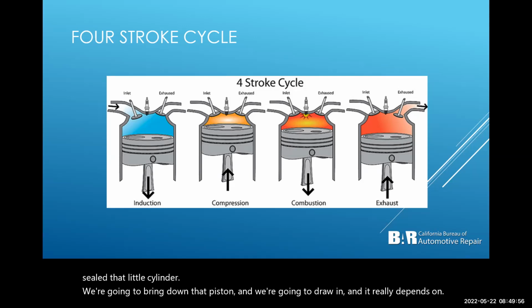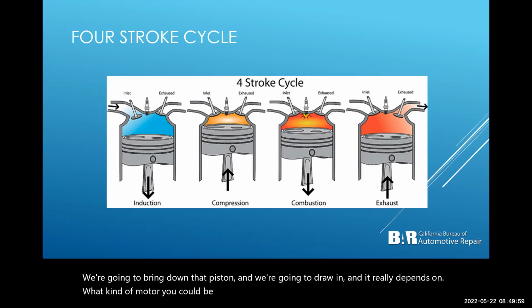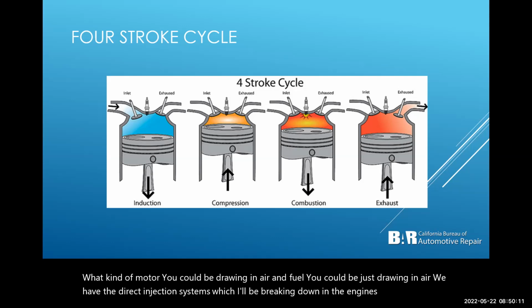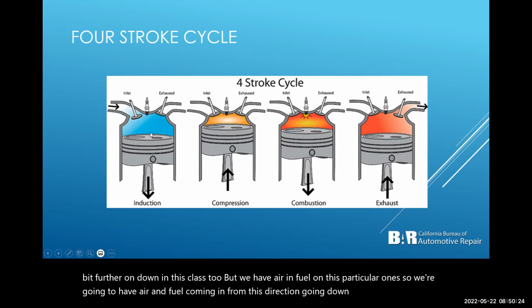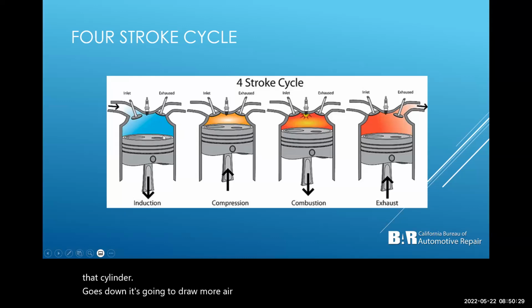Now we're going to bring down that piston and draw in, and it really depends on what kind of motor you have. You could be drawing in air and fuel. You could be just drawing in air. We have direct injection systems, which I'll be breaking down in the engines class and a little farther on in this class too. But we have air and fuel on this particular one. So we're going to have air and fuel coming in from this direction, going down into the cylinder. And as that piston goes down, it's going to draw more air and fuel in. Okay, so it's going to be a certain percentage.